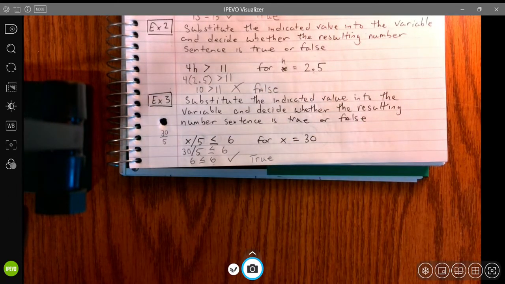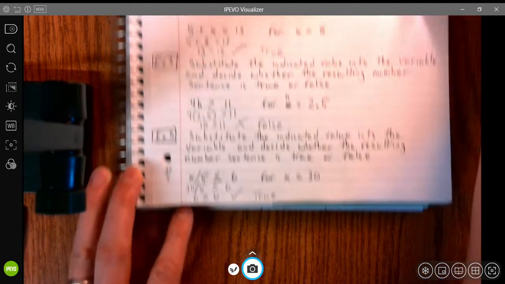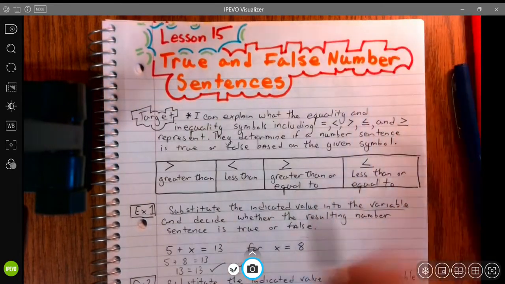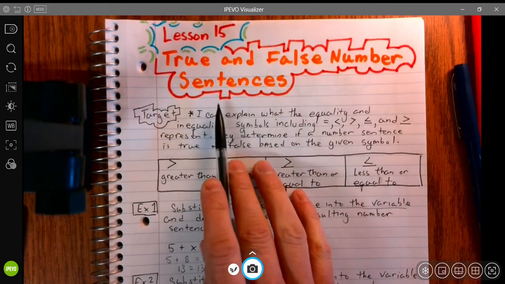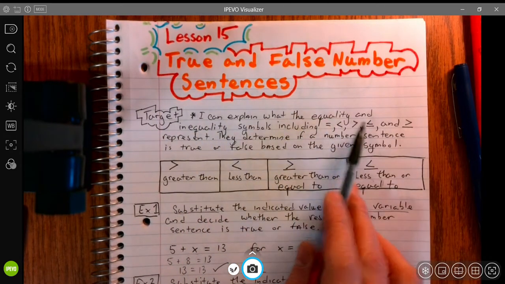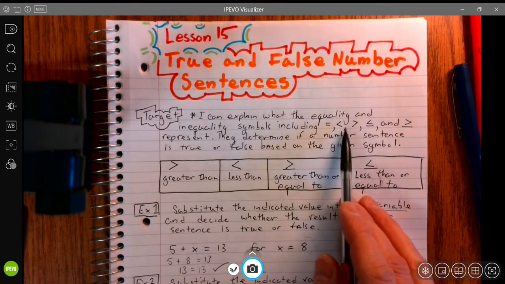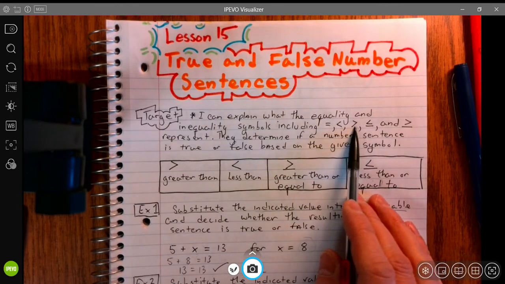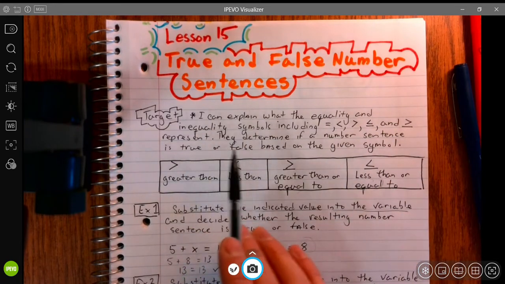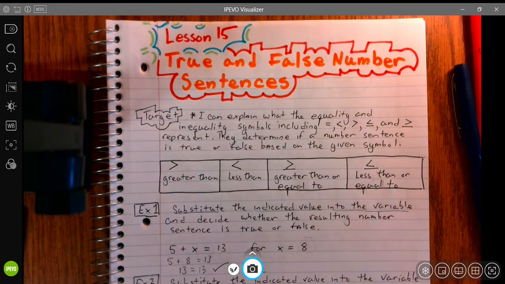So again, to recap, today's lesson was lesson 15 from module 4 on true and false number sentences. Our target for the day was I can explain what the equality and inequality symbols, including equal to, less than, greater than, less than or equal to, or greater than or equal to represent. They determine if a number sentence is true or false based on the given symbol.